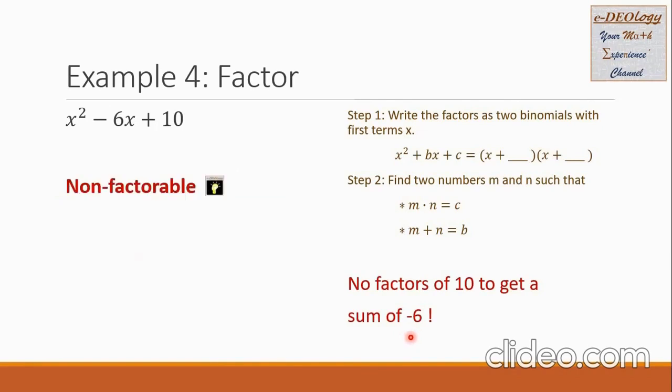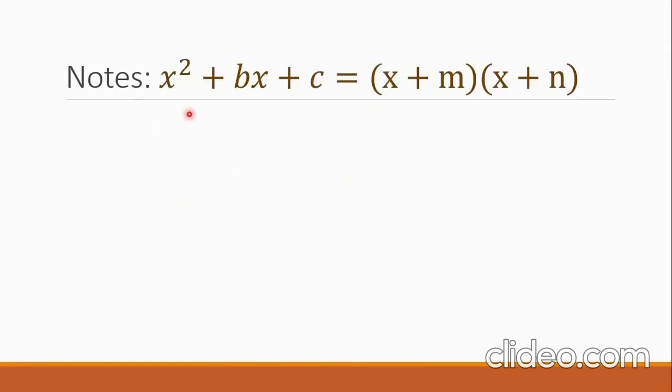In this case, we will say that this trinomial is non-factorable, and this will be our answer here. Let us put some notes here. We know that we are factoring a trinomial that is equal to two binomials, and that is x plus m times x plus n.